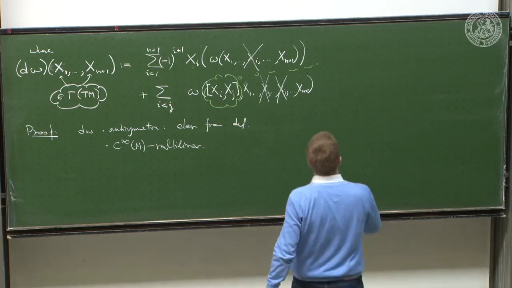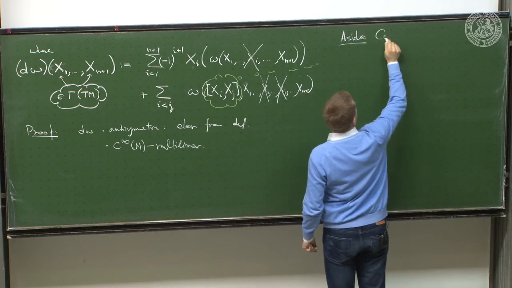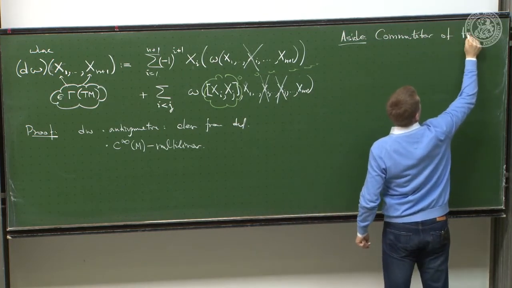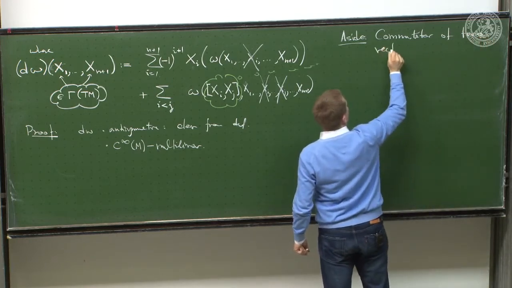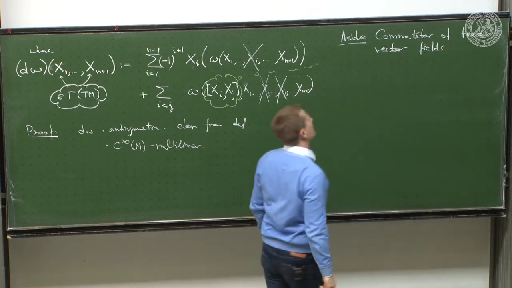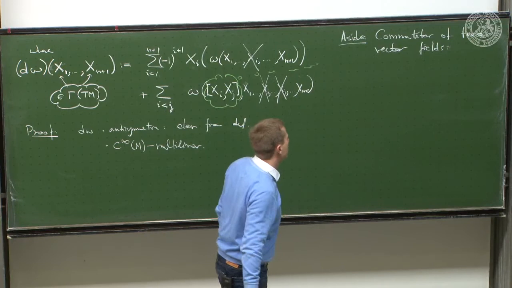So let's make an aside of this. Aside: commutator of 2 vector fields. An extremely important notion also later on when we discuss Lie groups and algebras. The commutator of 2 vector fields is the following.